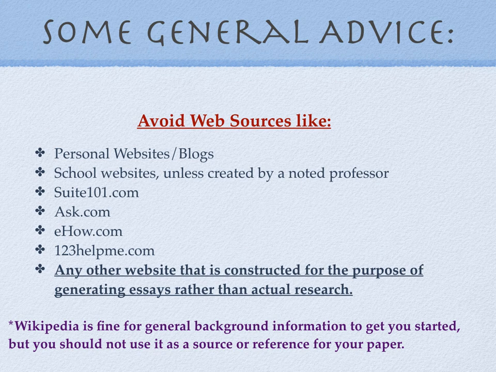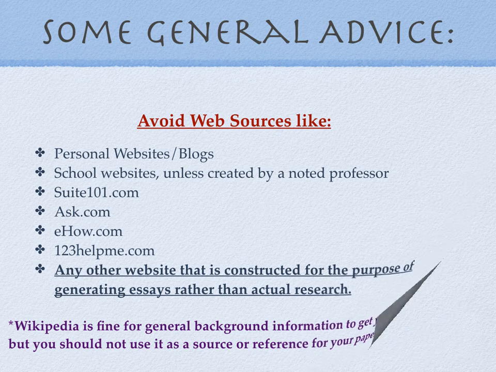Wikipedia is fine for general background information, and it can sometimes help you get started, but don't use it as a source in your paper because it can be edited by anybody. However, if you go down to the bottom of that page, you often see the references that people have used to cite information on that page. So go directly to one of those references, and maybe you could use that as a source.